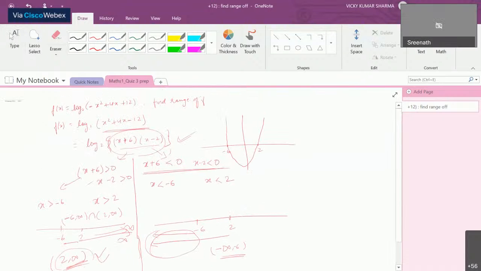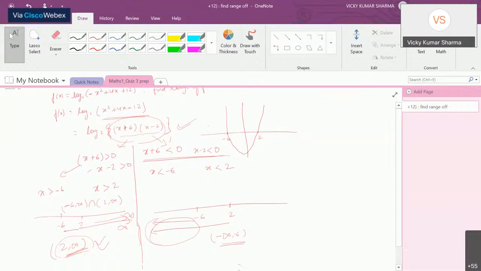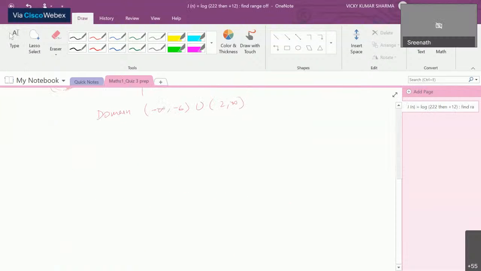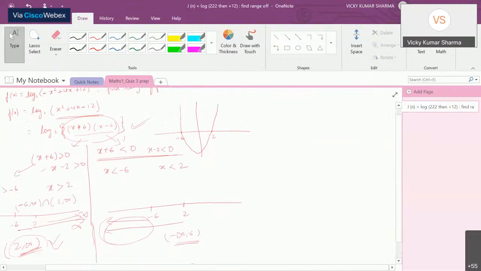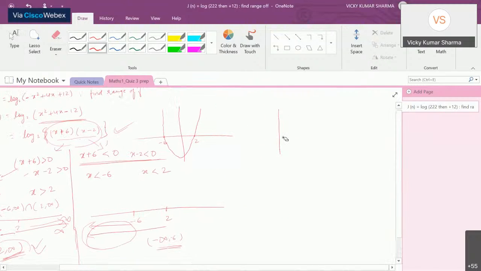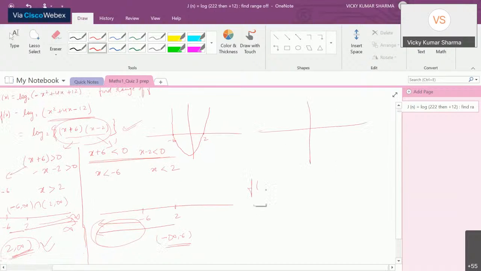Okay. Now they are asking what about the range of this function, correct? So it's always good that we draw the graph for this. So now I'll draw the graph here itself. Since log is something wherein we get the asymptote, if this was my f of x, log of x plus 6 times x minus 2, what do I notice from here?